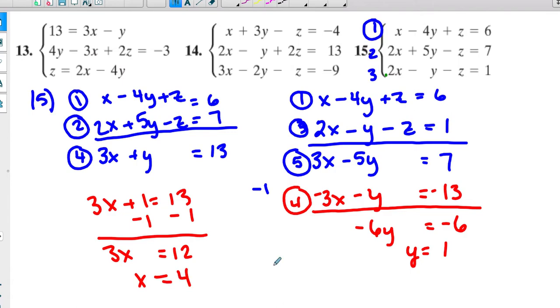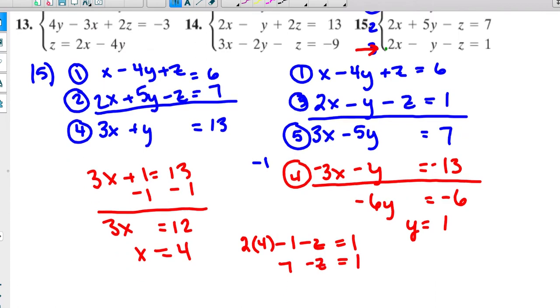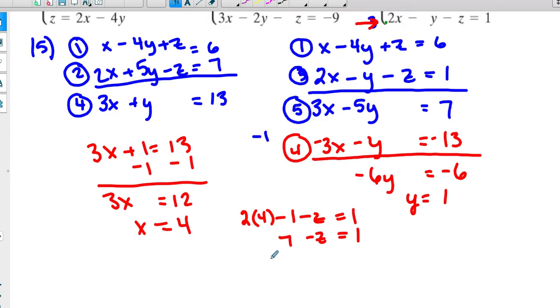Now that we have x is 4 and y is 1, we need to figure out what z is. Let's go ahead and pick 3. So you have 2 times 4 minus 1 minus z equals 1. Don't know why I picked that one, but I did. All right, so 8 minus 1 is 7. So you have 7 minus z equals 1. We're going to subtract 7 from both sides, giving us negative z is negative 6, or z is 6. The ordered triple is 4, 1, 6.